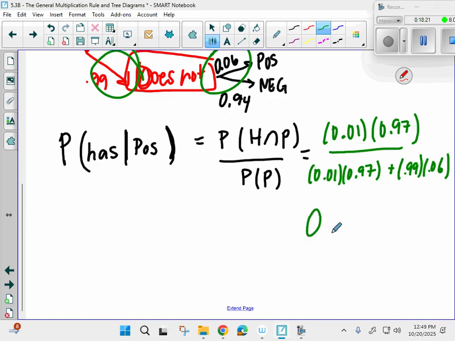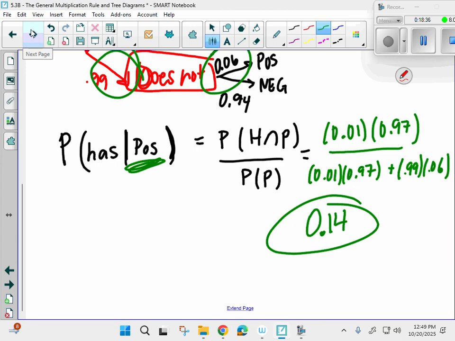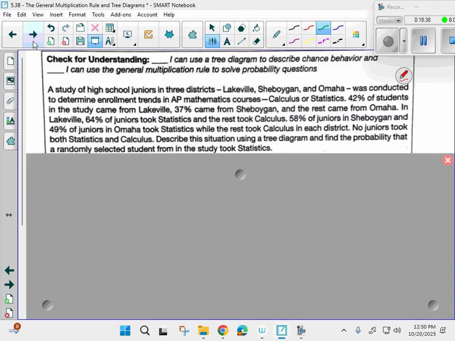Okay, so what this is saying is, given she has a positive test, it's only a 14% chance she actually has it. Strange. I mean, I guess that would give you some hope. All right, let's try this worksheet.